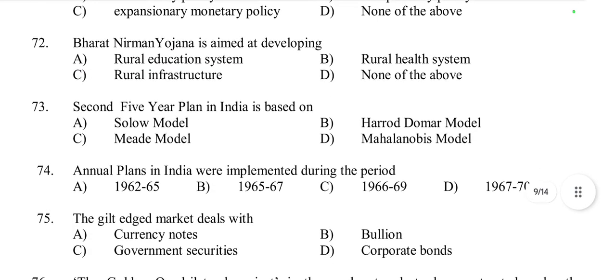Then question number 73: the second five-year plan in India is based on the Solow model, Harrod-Domar model, Mead model, or Mahalanobis model. The first five-year plan was based on the Harrod-Domar model, and the second five-year plan was based on the Mahalanobis model. The first plan mainly focused on agriculture, the second on industry. So option D is right here, the Mahalanobis model.